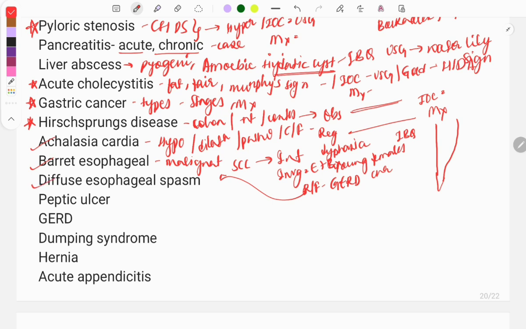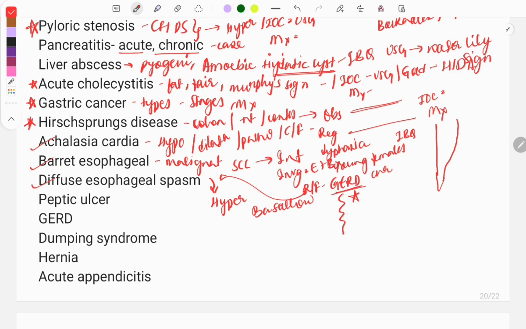Then diffuse esophageal spasm. It is a hypermotility disorder of the esophagus, in which the esophagus will contract very fast, and in the barium swallow you can see this appearance of the esophagus like this, which is called as a corkscrew appearance. So this image is also very important because it is repeatedly asked in the FMGE.